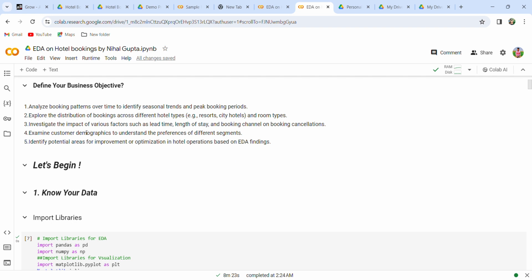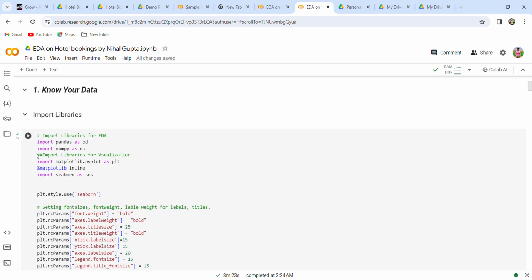Investigate the impact of various factors such as lead time, length of stay, and booking channel on booking cancellations. Examine customer demographics to understand the preferences of different segments, identifying potential areas for improvement or optimization in the hotel operation based on EDA findings.